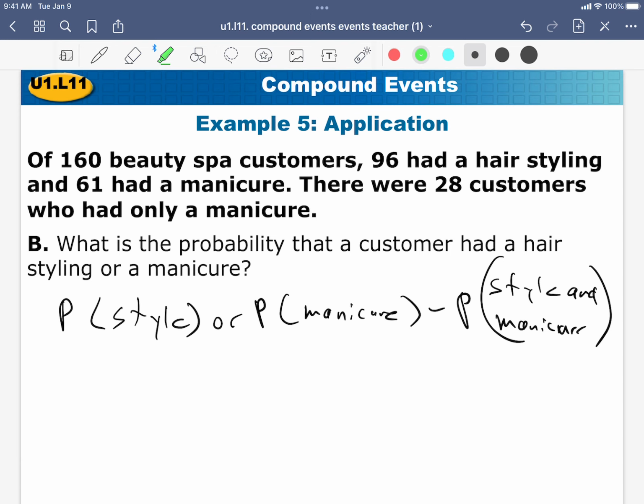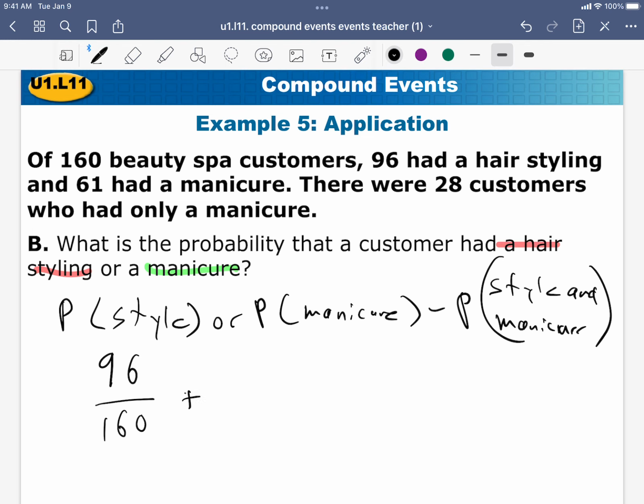Of 160 beauty spa customers, 96 had a hairstyling and 61 had a manicure. There were 28 customers who only had a manicure. What is the probability that a customer had a hairstyling or a manicure? So we have to find the probability. So we want to know hairstyling or a manicure. So the probability of hairstyling would be 96 out of the 160.